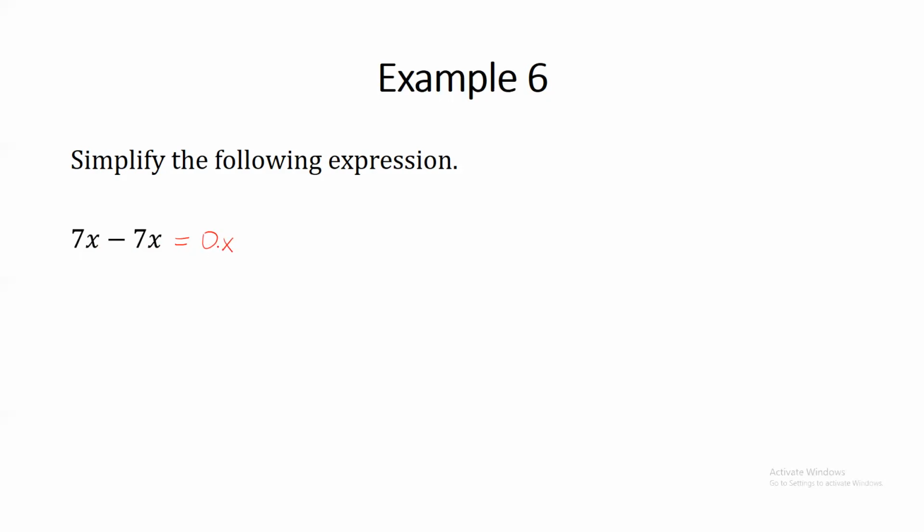And 0 is a number, it's not an empty space. When you multiply 0 by x, well, 0 times anything is just 0. Like 0 times 1 is 0, 0 times 2 is 0. It doesn't matter what x equals, 0x is 0. So the answer is just 0.